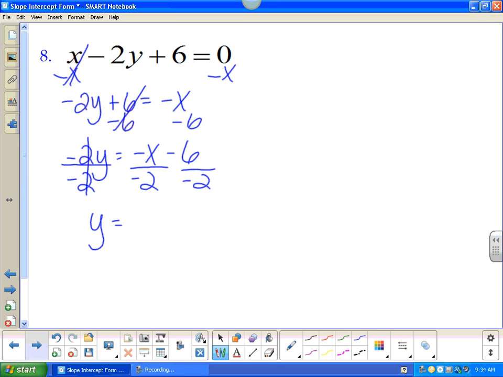Negative 1 divided by negative 2 is a positive 1/2 x. Negative 6 divided by negative 2 is a positive 3. So my slope is 1/2, and my y-intercept is 3.